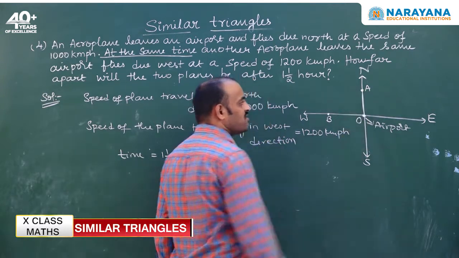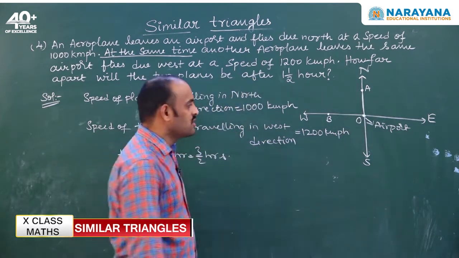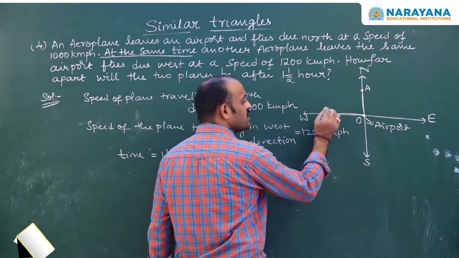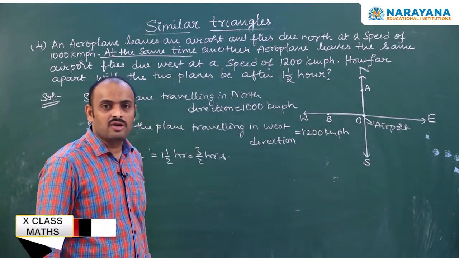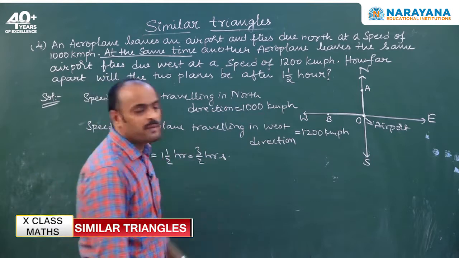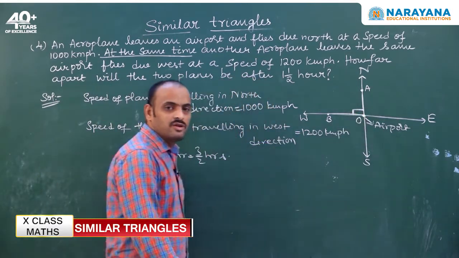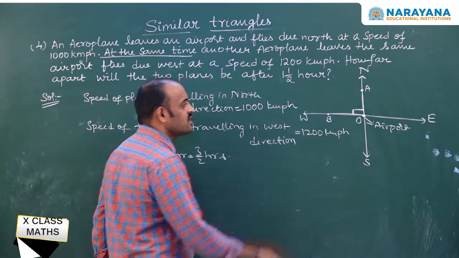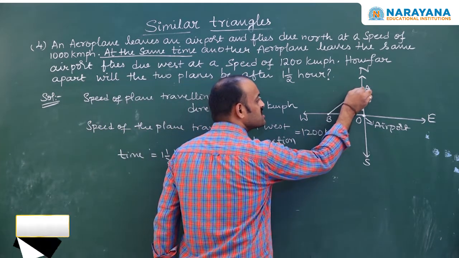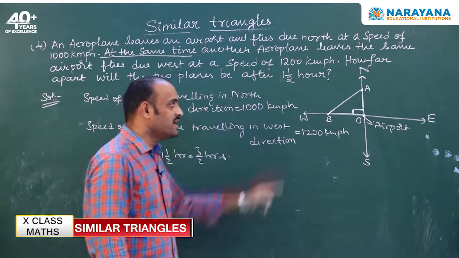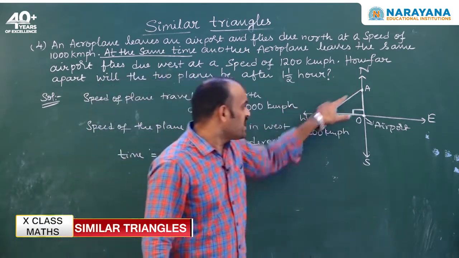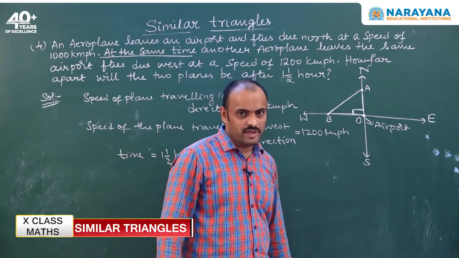OA is the distance travelled by the first plane in the north direction, OB is the distance travelled by the plane in the west direction. We all know that north and west are perpendicular to each other. The question here is, after 1.5 hours, what is the distance between them? They are asking to find AB. As it is a right angle triangle, we can make use of Pythagoras theorem, right?